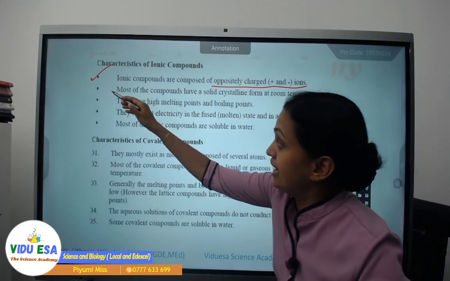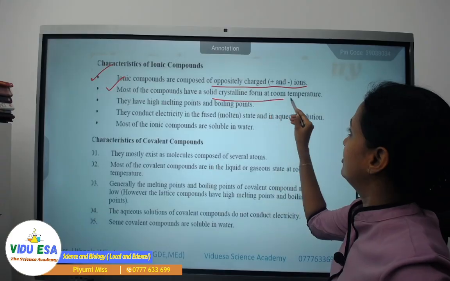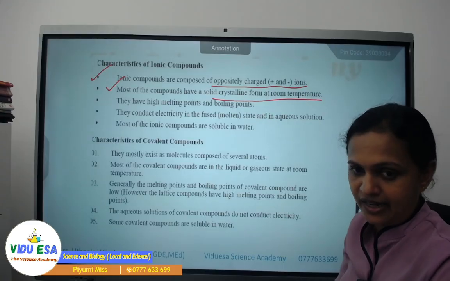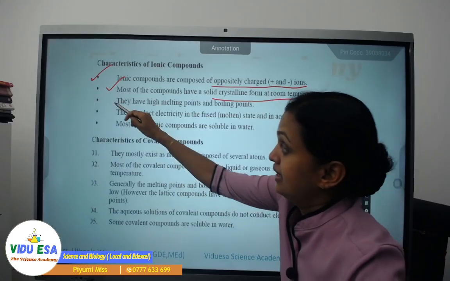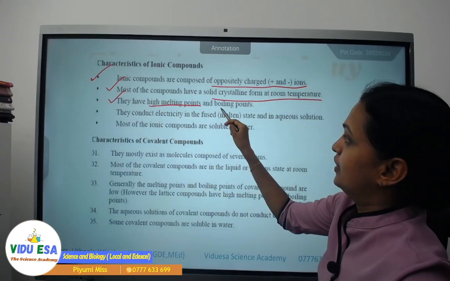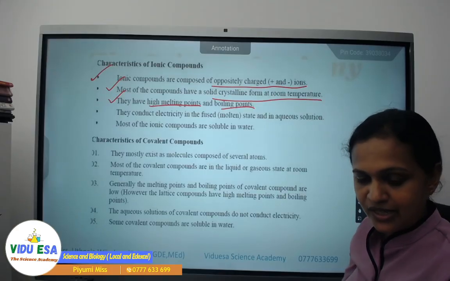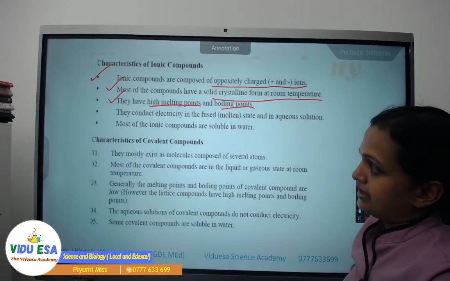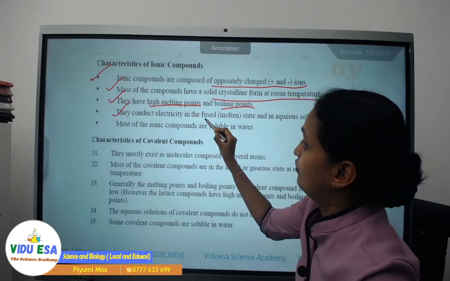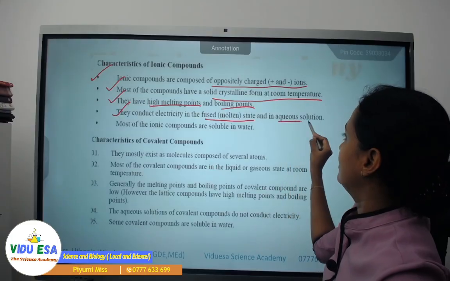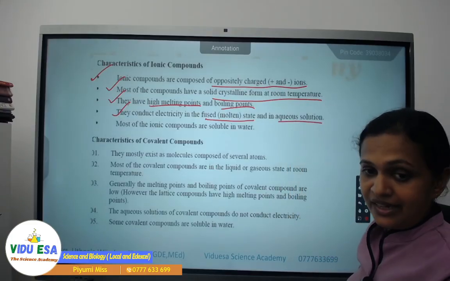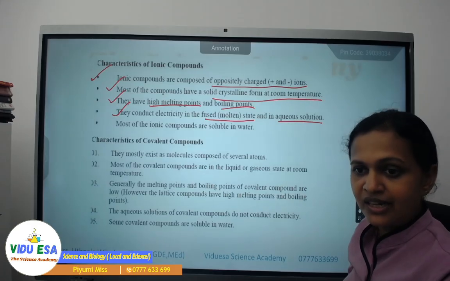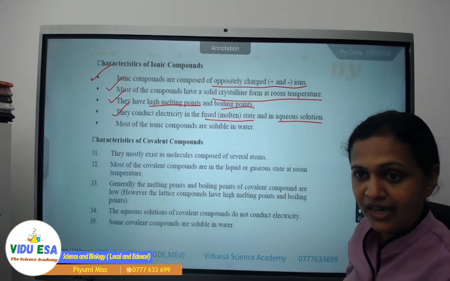Most of the compounds have a solid crystalline form at room temperature. Most ionic compounds make ionic lattices, solid crystalline. Because of that, they have high melting points and boiling points. The melting points and boiling points are comparatively high in the case of ionic compounds. They conduct electricity in the molten state and in aqueous solutions. Solid ionic compounds do not conduct electricity since they don't have mobile ions.